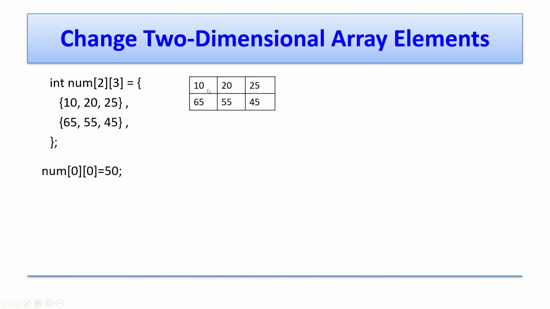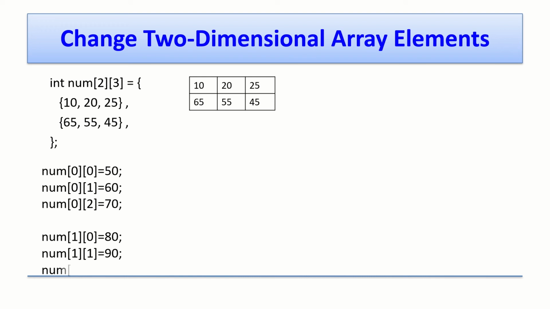If I want to change the 0 0 index or 0 0 cell, then I can say num[0][0], and then here I can assign the required value. Likewise, we can use the indexes for changing the array elements. Then the relevant organization of the array is like this.